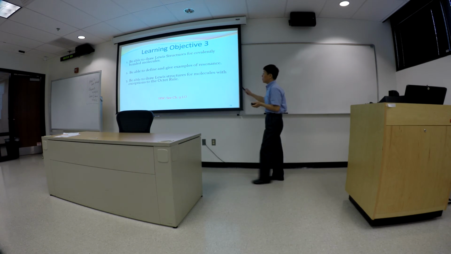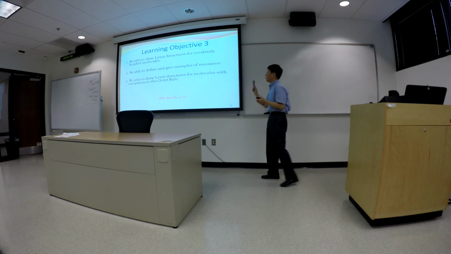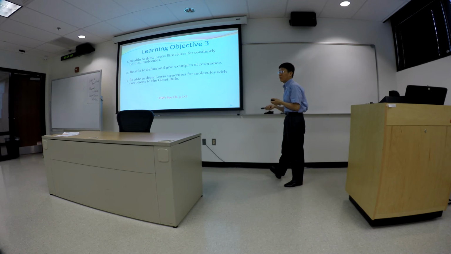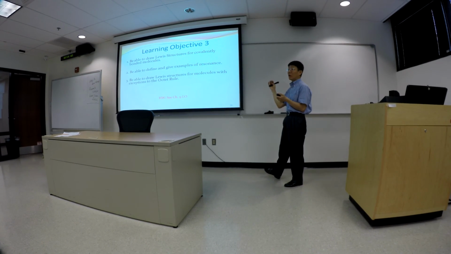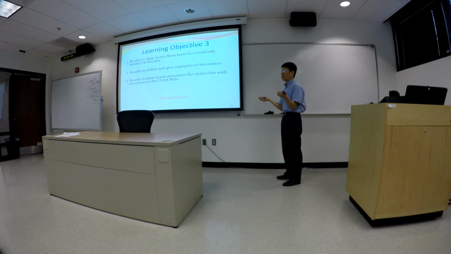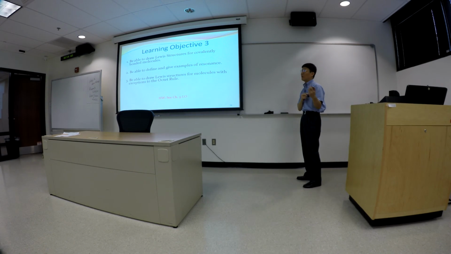Okay? So we also need you to be able to draw Lewis structures for molecules with exceptions to what we call the octet rule. We will introduce what the octet rule is. We will try to follow the octet rule when we learn how to draw Lewis structures, and then for every rule, for every regulation, there are always exceptions. We want you to understand what those exceptions are, and under what kind of situation you have an exception.